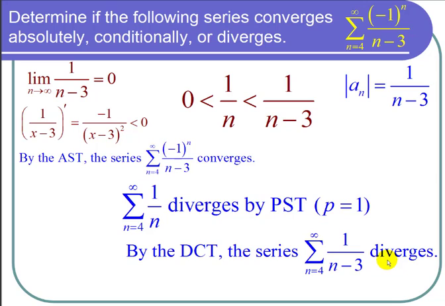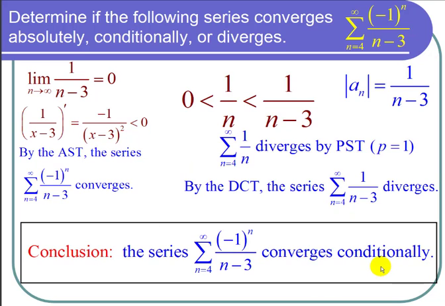So if we have a series that converges, but when you take the absolute value of the terms, the corresponding series diverges, we say that the series summation n equals 4 to infinity of negative 1 to the n over n minus 3 converges conditionally. And I'm done with the problem.